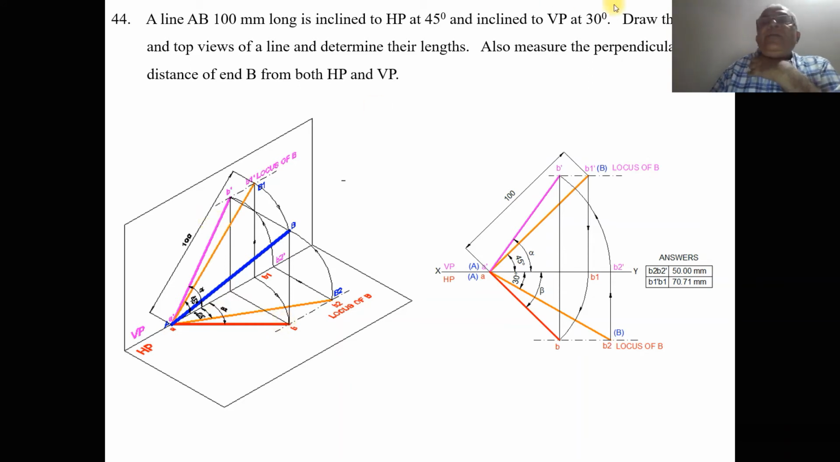So when you get this, we need to measure the perpendicular distance of the point B from both HP and VP.